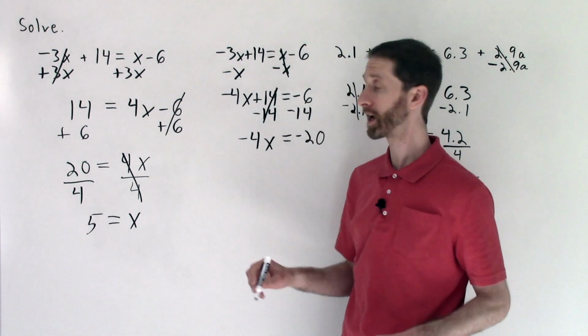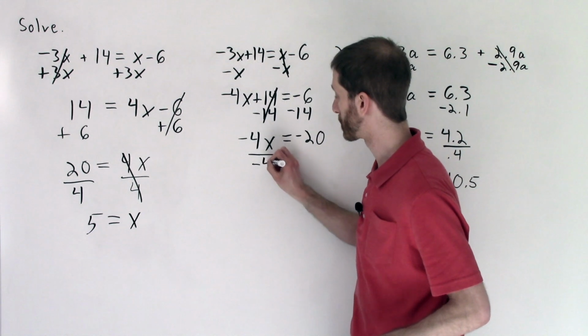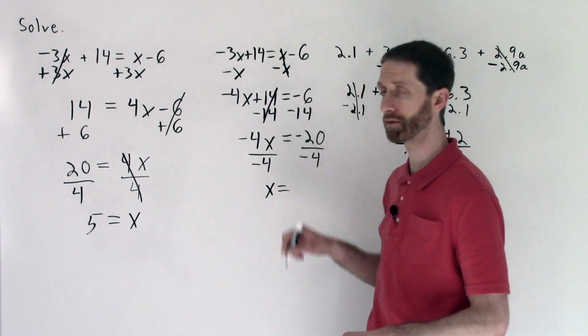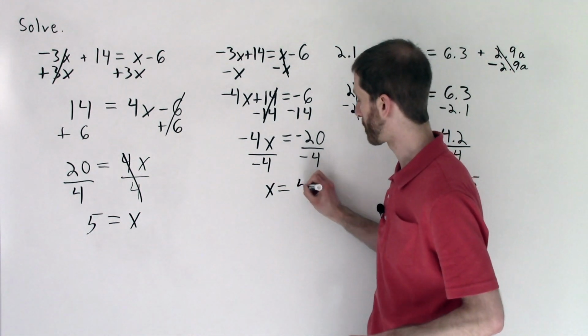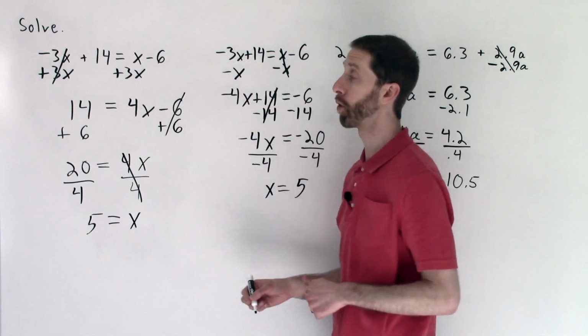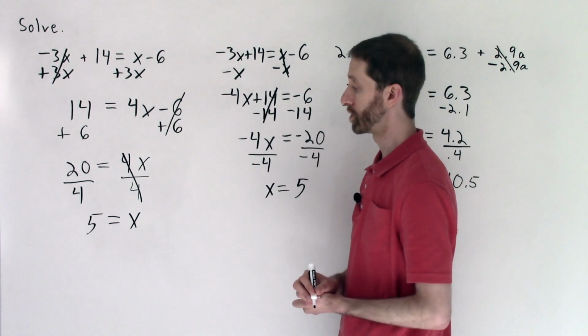And now I divide both sides by negative 4 to undo minus 4 times x. That leaves me with x is equal to negative 20 divided by negative 4 is positive 5, which is the same answer we got. The only difference is we had many more negative numbers to work with.